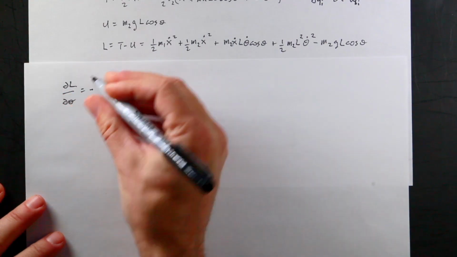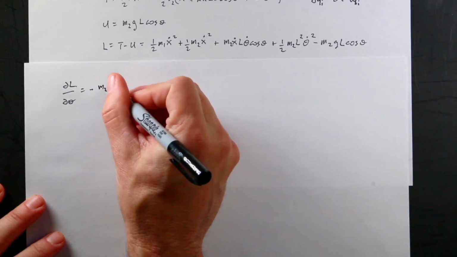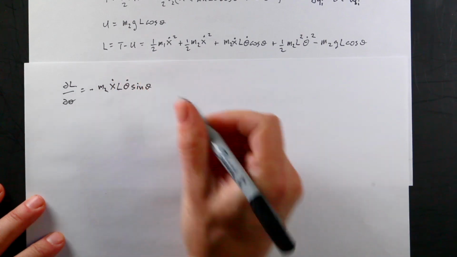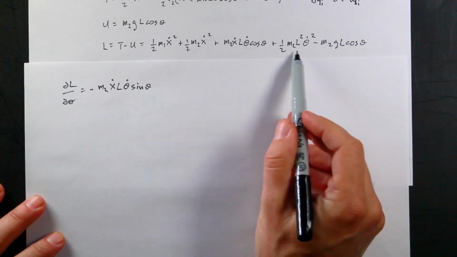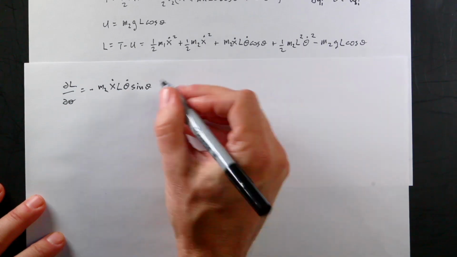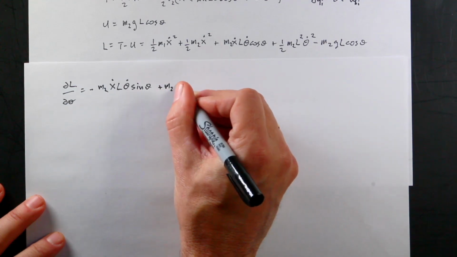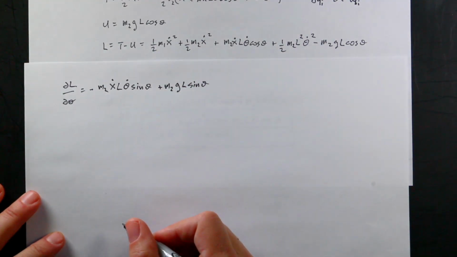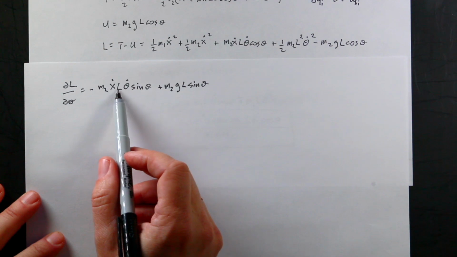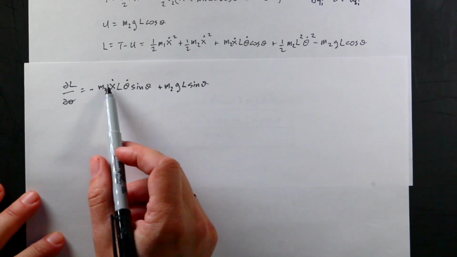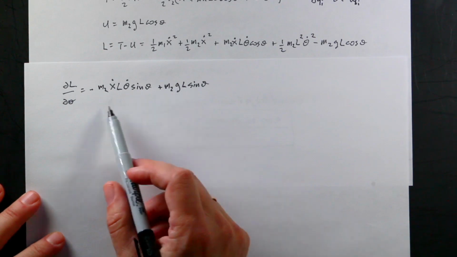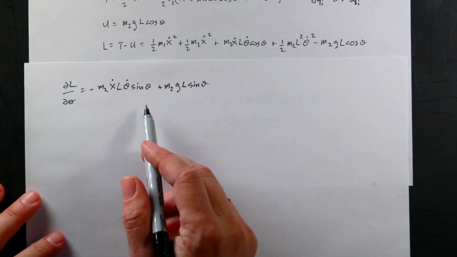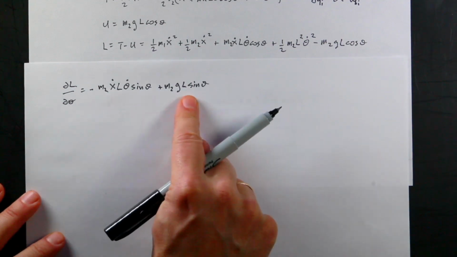So it's just going to be negative m2 x dot L theta dot sine theta. No theta. Here's another theta. And I'm going to take the derivative of that, so I get plus m2 g L sine theta. Meters squared per second squared. And this is also, actually, they both have units of energy: kilogram meter squared per second squared. Just checking. I can't add two terms if they have different units.